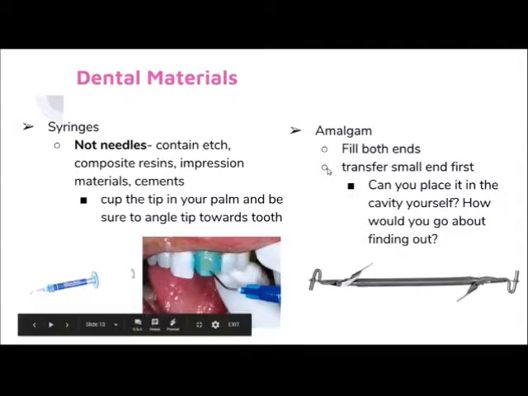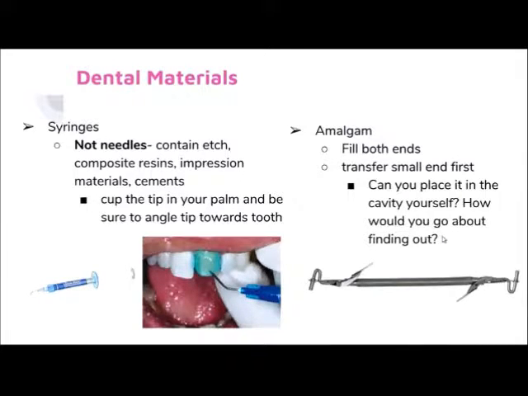Amalgam, which is the silver filling that we use, is placed into these little ends right here. And the small end goes first. And then my question to you is, could you place this in a cavity yourself? And if you don't know, how do you find out? And the answer is yes, you can. And you find out by going to the State Dental Practice Act and making sure that you understand the levels of what you can do.